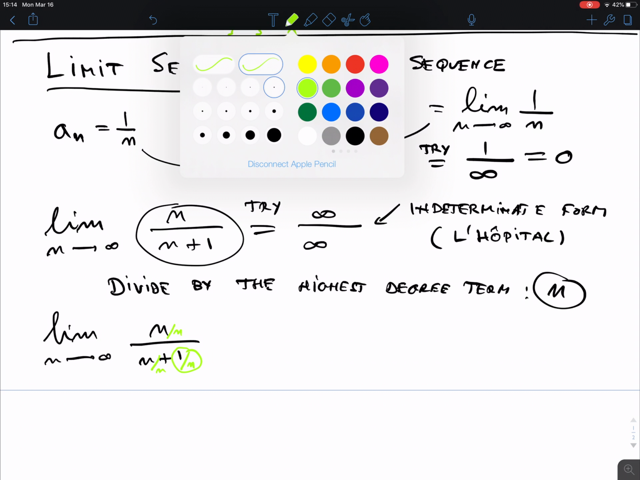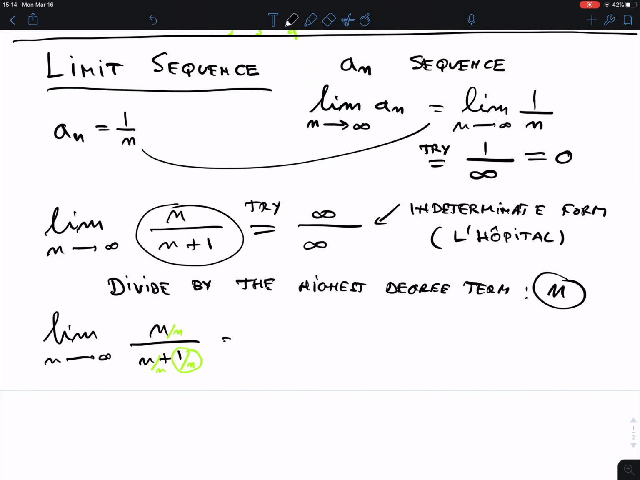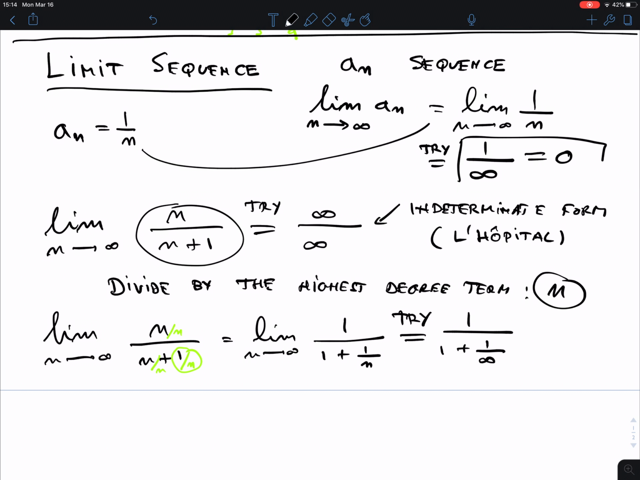So let's work out what we have now. This is the limit for n going to infinity. The top has become 1, the bottom has become 1 plus 1 over n. The n is still there. We cannot always hope to get rid of it, but what happens now is if we try again, we plug in infinity and get 1 over 1 plus 1 over infinity, and remember, 1 over infinity is 0.